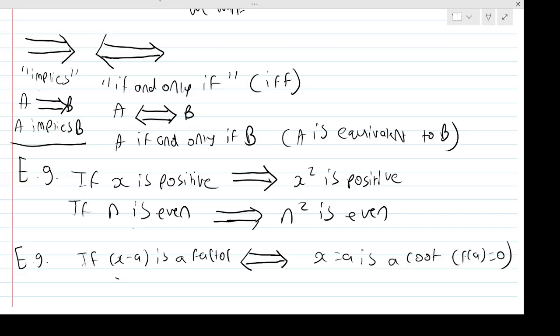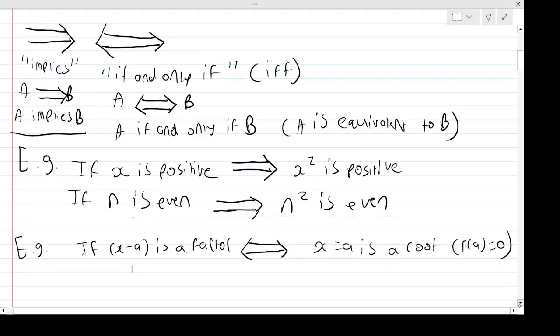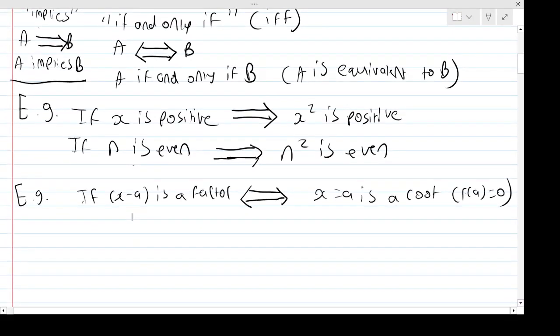So the idea is that if we know x minus a is a factor of some polynomial, then x equals a is a root of the polynomial. And vice versa, we can go backwards and say if we know x equals a is a root of a polynomial, then that also means x minus a is a factor. They are both equivalent and they both imply each other. So if one's true, then the other one has to be true as well, no matter which way.